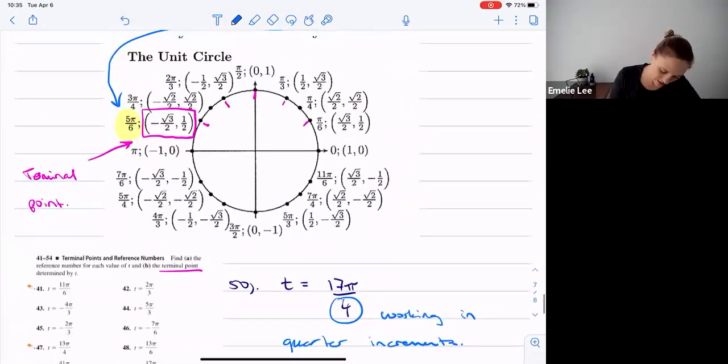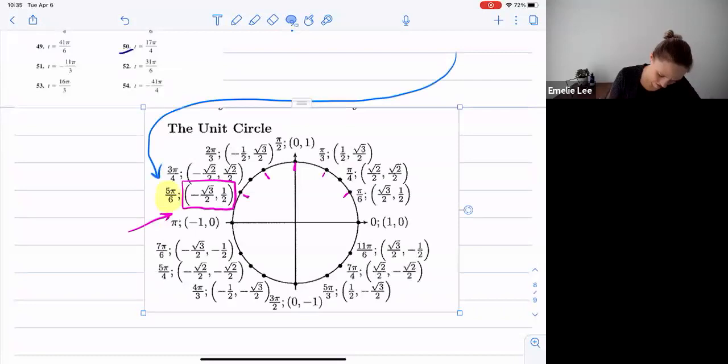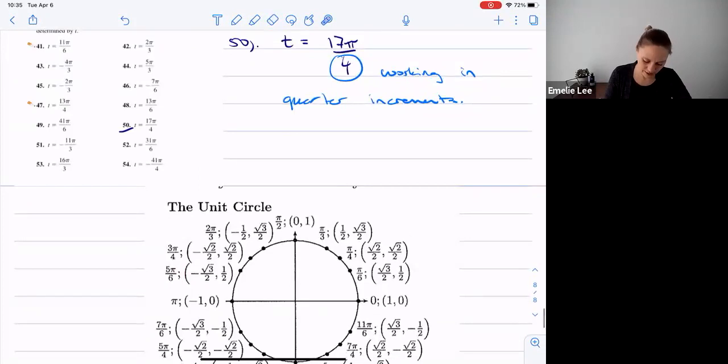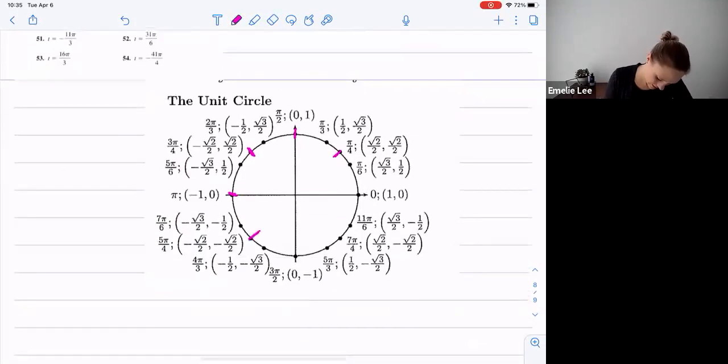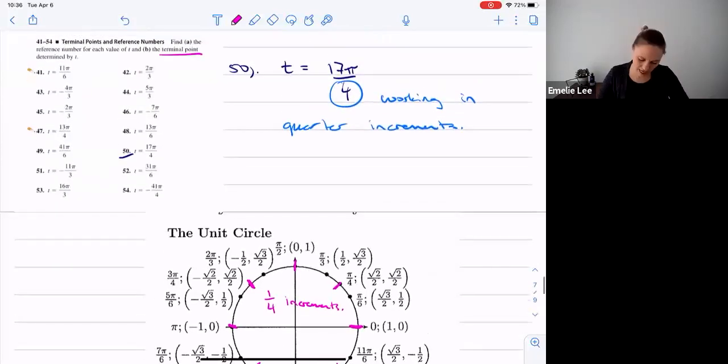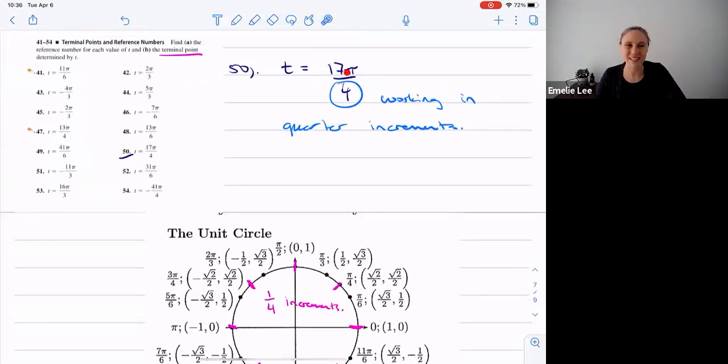Or if I wanted to, I wonder if I can copy. Clean this up, make it fresh. Okay, so quarter increments are where? Quarter increments are here, here, here, here, here, here. Right, these are all my quarter increments. So there's nothing really wrong with saying, okay, I'm just going to go 17 quarter increments.